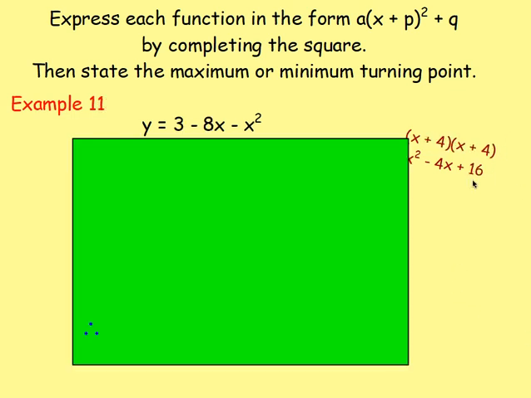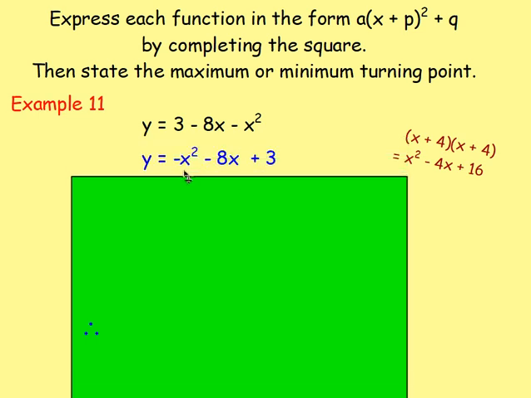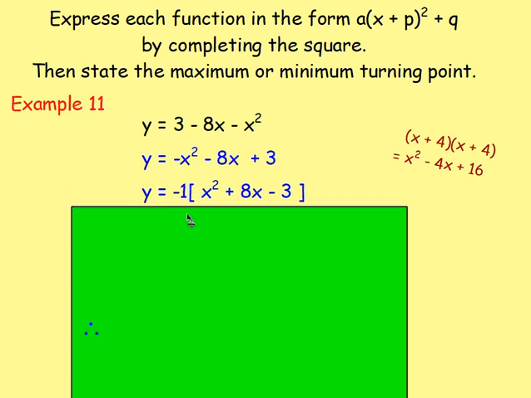Example 11. y equals 3 minus 8x minus x squared. Again, we've got a negative in front of the x squared, so you probably want to take out the negative as a common factor. Rewriting this first of all, we've got our negative x squared, our negative 8x, and our plus 3. Taking out the negative as a common factor gives us negative 1 brackets, and then x squared, that'll become plus 8x, and that'll become negative 3 on the end.